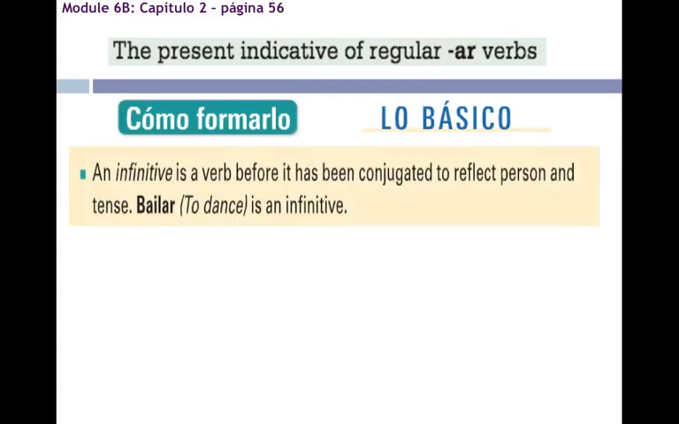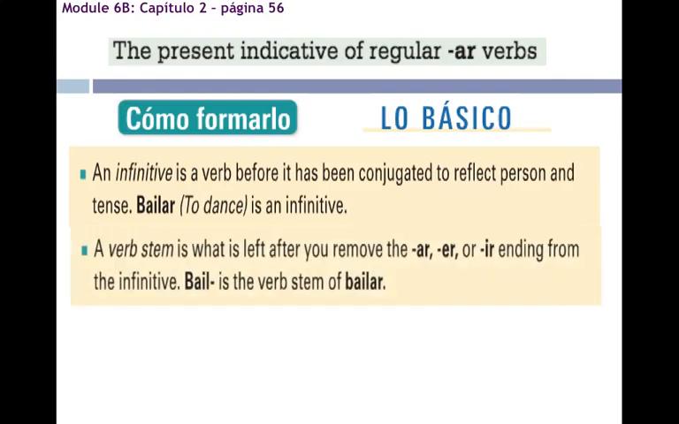So an infinitive is a verb before it has been conjugated to reflect the person and the tense. For example, bailar is an infinitive. It's the to form of the verb. So bailar means to dance. It is also the form that's found in the dictionary. It's the form before the verb is conjugated. And you can recognize infinitives because they end in AR, ER, or IR.